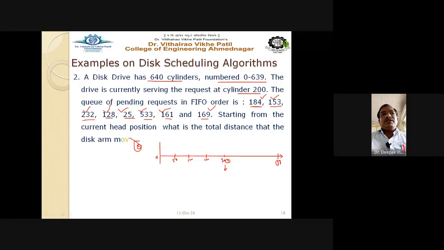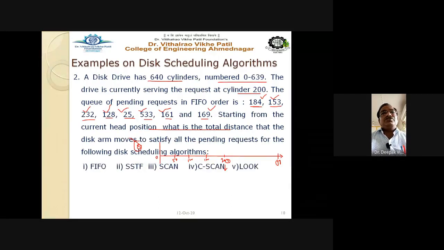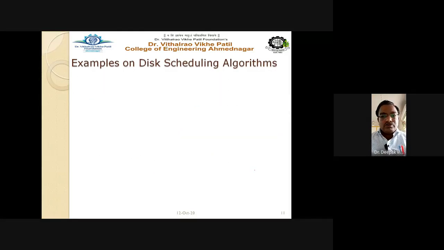Starting from the current head position, what is the total distance that the arm moves to satisfy all the pending requests for the following scheduling algorithms? FIFO, SSTF, SCAN, C-SCAN and LOOK. So for these 5 algorithms we have to find the average seek length, or the average seek time.